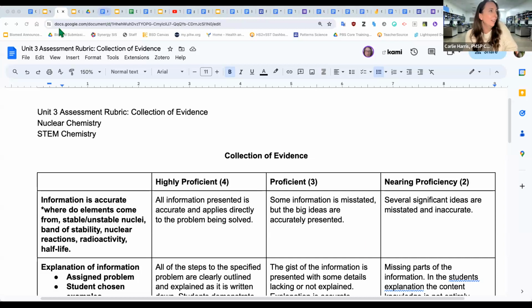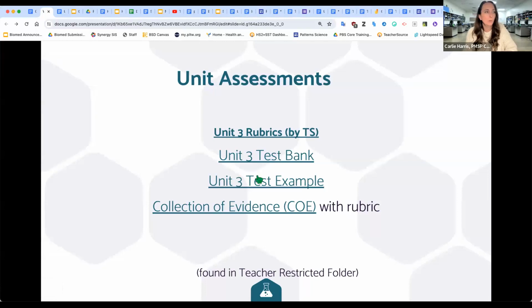Thanks, Christy. I love that. Another option is important for students, or as another opportunity, right? If they don't do well on a unit test, they could do the collection of evidence opportunity. So check those out.